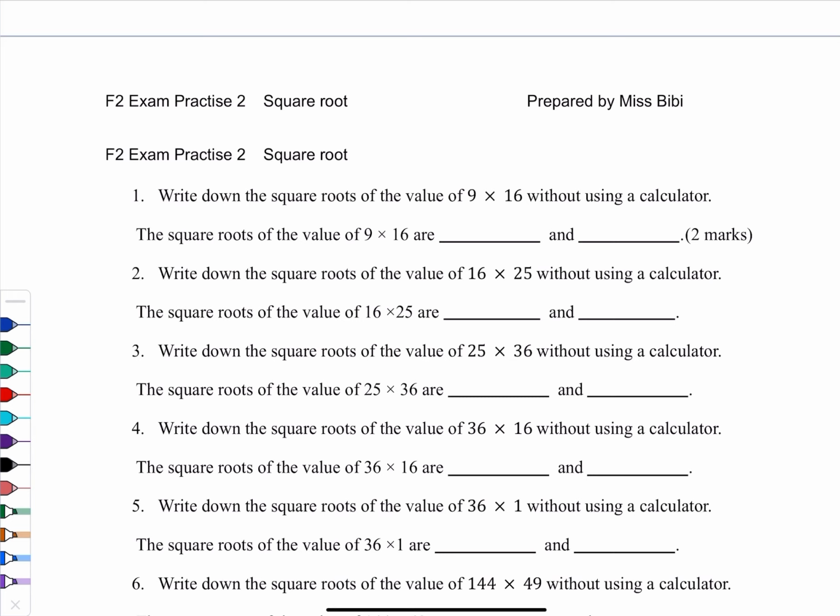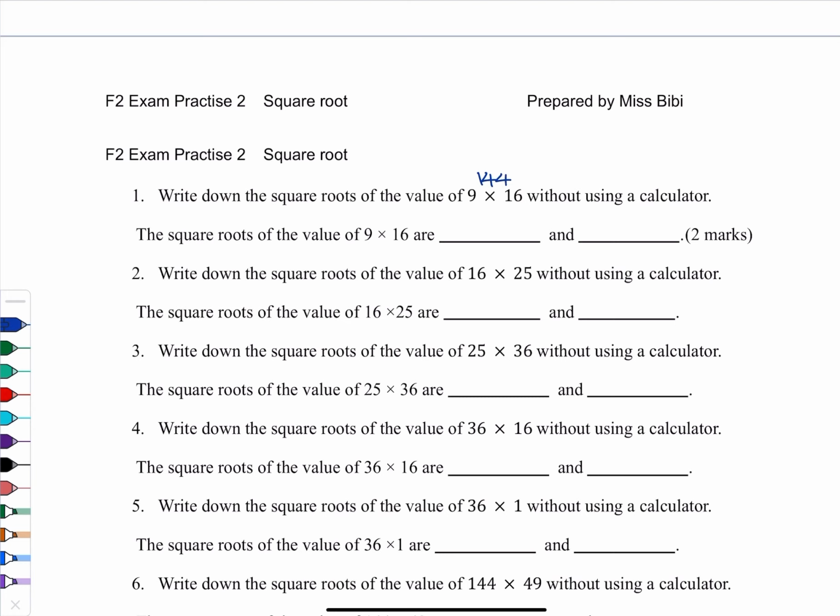First of all, what is 9 times 16? What a big number, miss. 9 times 16 is 144. And then what are the square roots of 144? Square roots means what times what is 144.